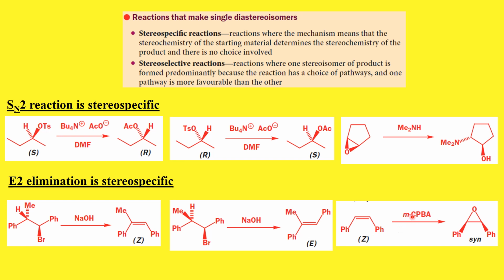So similarly, in the mCPBA epoxidation, we know it specifically takes place from one side, and since both these phenyl groups are on the same side, because we are starting from the cis olefin, the product that we are going to get is a syn-phenyl product, where both the phenyl groups are on the same side. So we can clearly say that these E2 eliminations are also stereospecific in nature.